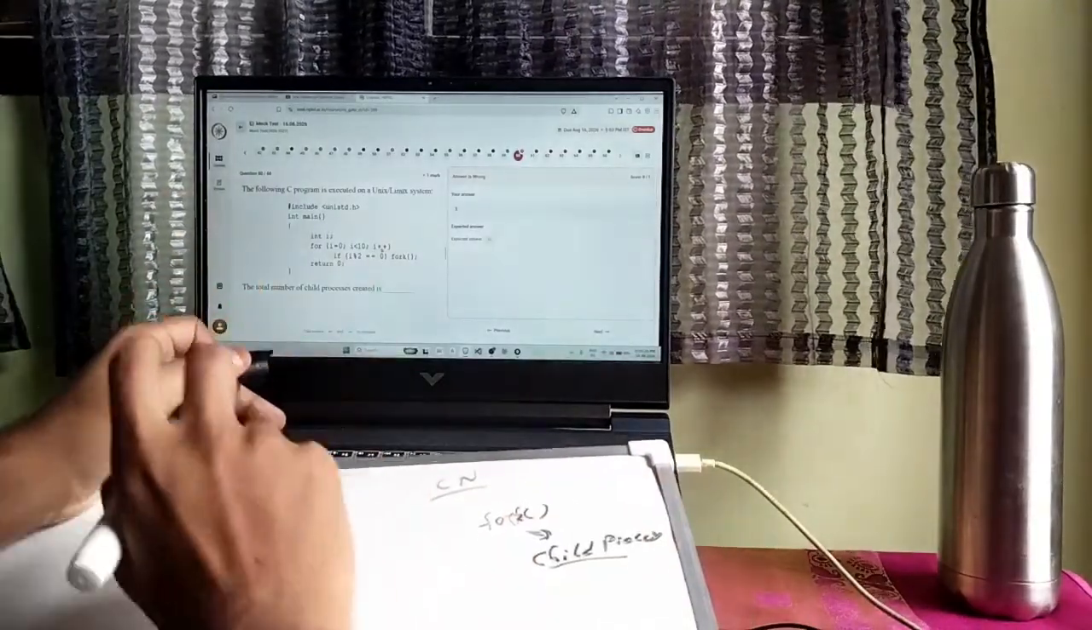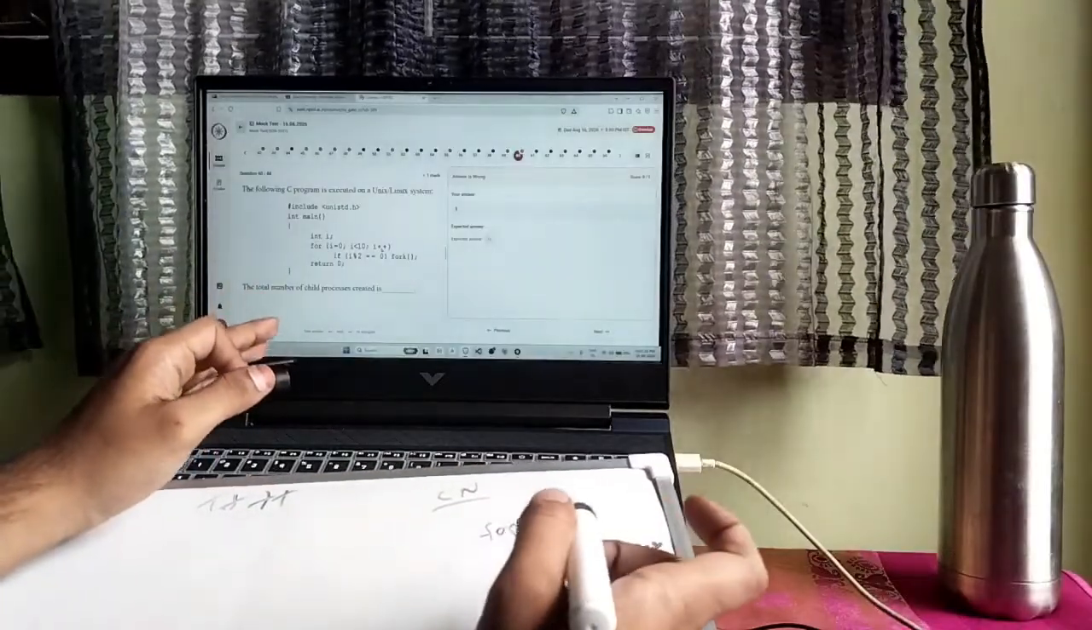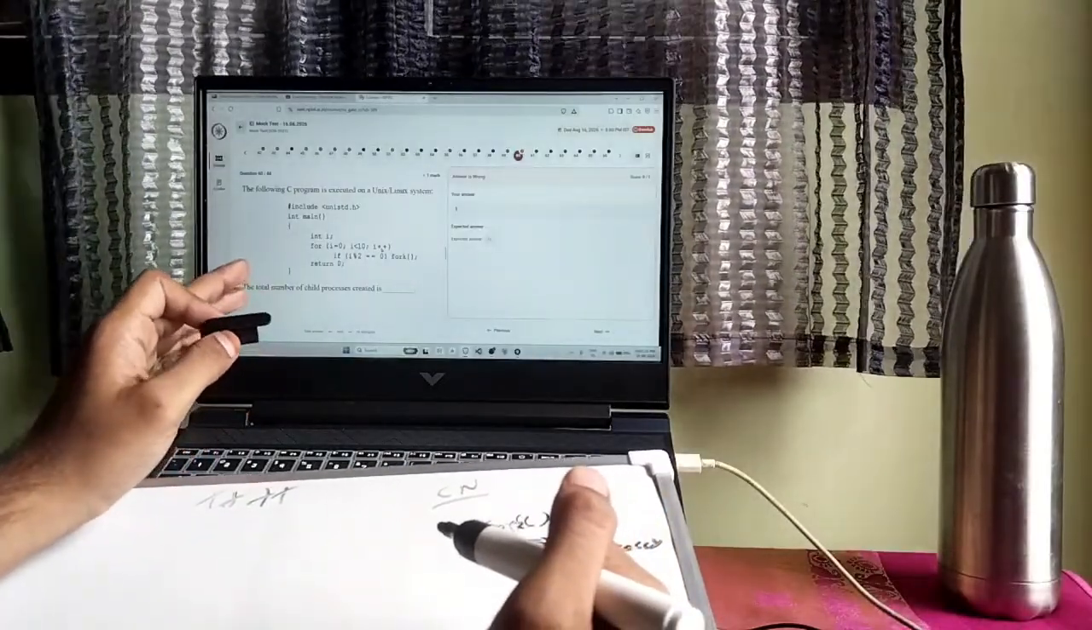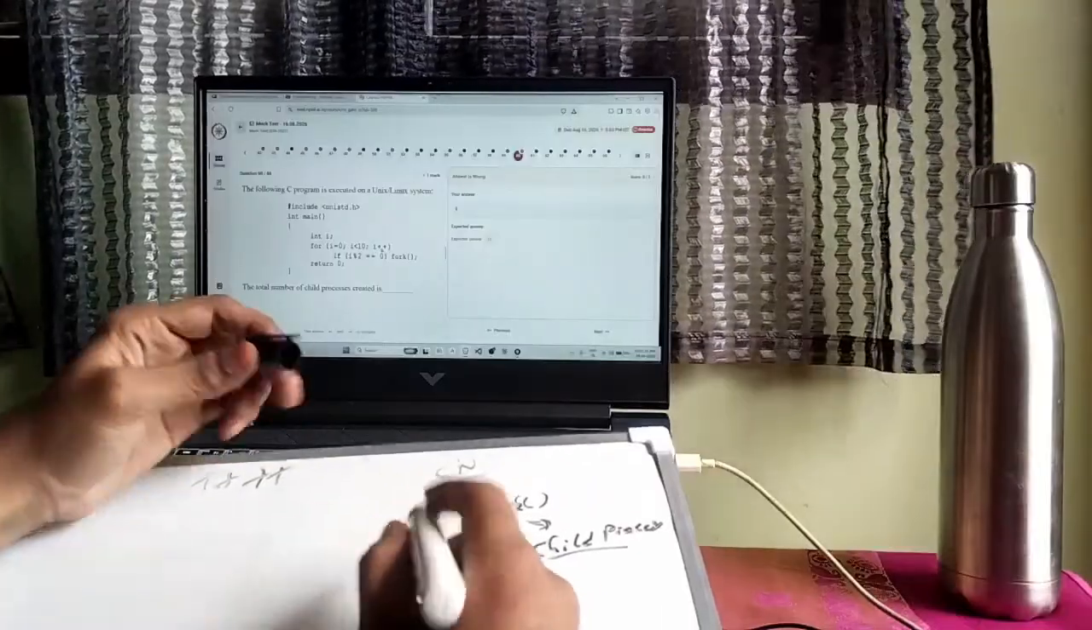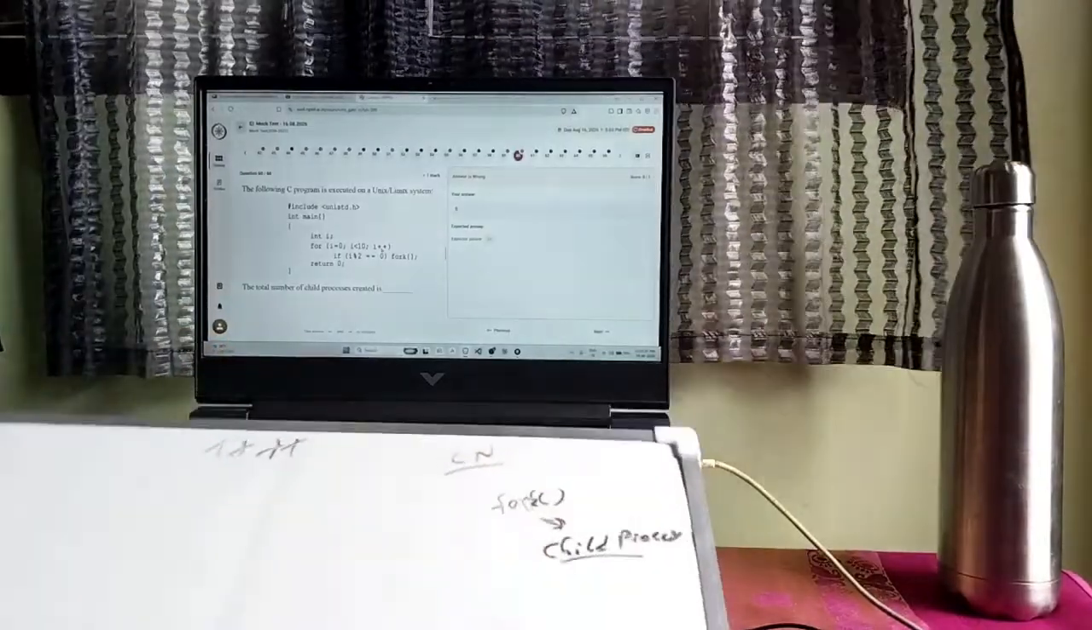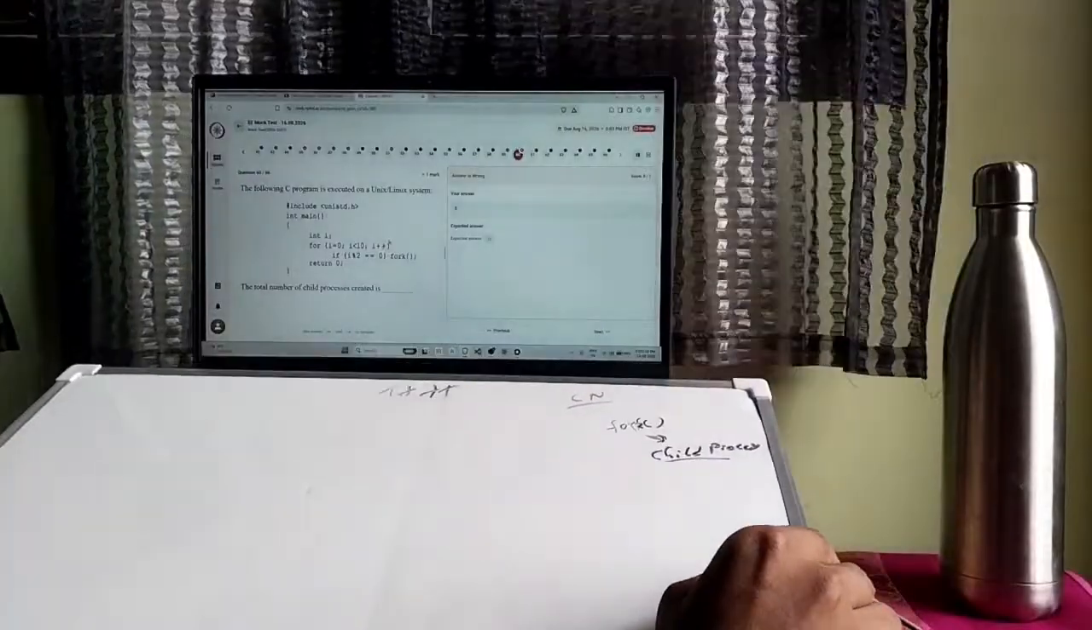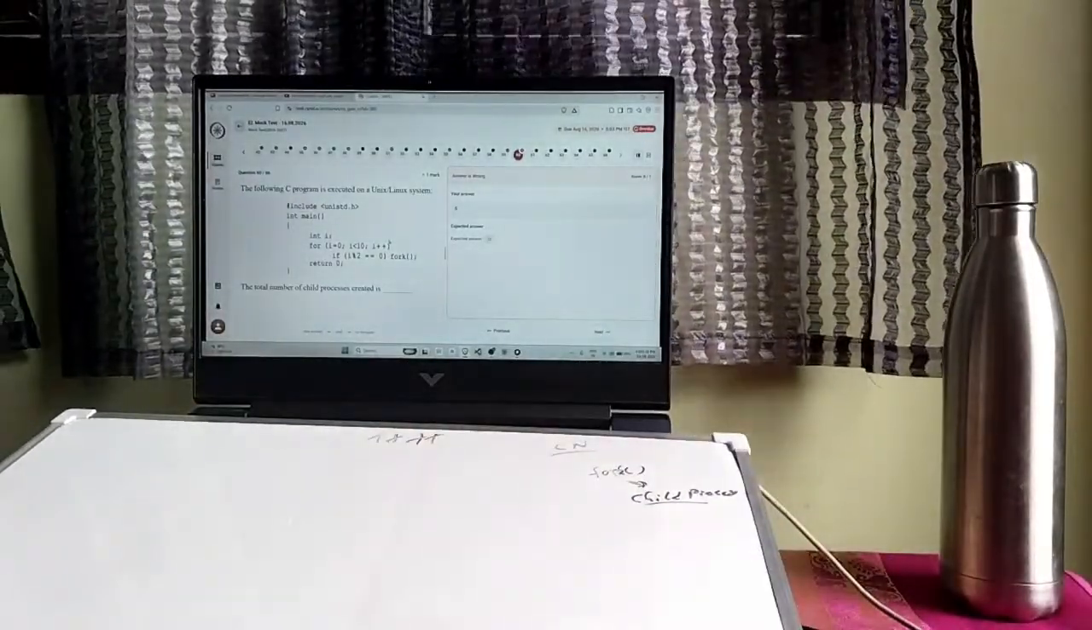Okay, let us see how many total child processes are created. They have given one for loop. It runs from 0 to, I think my ink is, let me wait. Okay, I'll just put some ink. A minute.